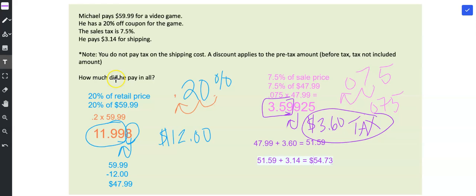All right, so it says, how much did he pay in all? So let's look back through and just make sure we covered everything. So we applied the discount, we figured out the tax, we applied the shipping amount. All right, so this should be the total that he pays in all. So Michael pays $54.73 in all. And I'll circle that so it's nice and clear that that is the answer.